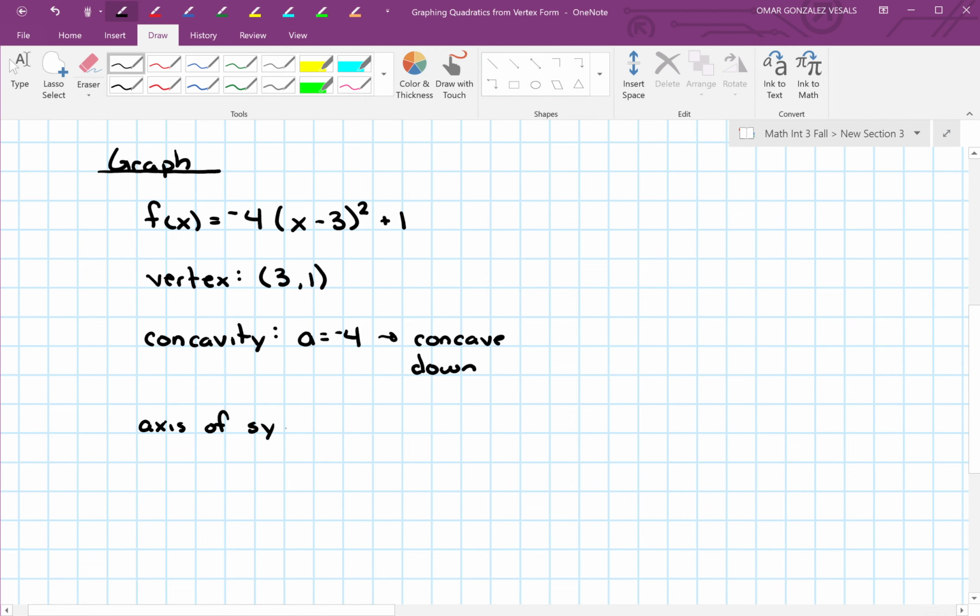It's not 1 actually, it's 3. I don't just say 3. How do I write my axis of symmetry? It's not a point. The axis of symmetry is a line: x equals 3. Notice that I'm missing my y-intercept. The y-intercept is easy when you're in standard form. You cannot get your y-intercept just by looking at it in vertex form. You can do it, but there's some stuff you have to do.